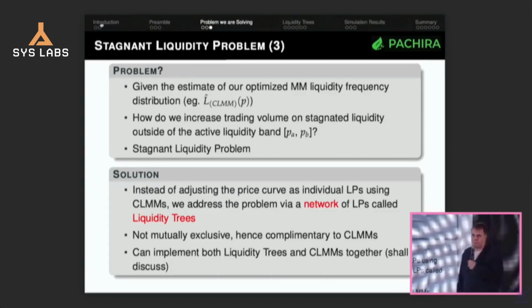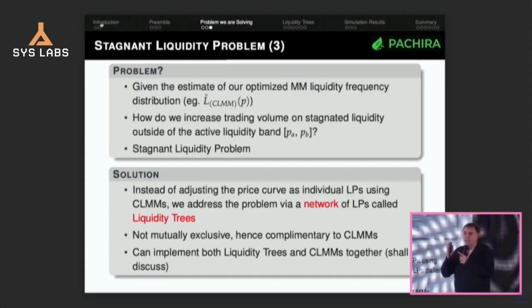The solution which everyone is so focused on is single LPs: how do we concentrate that liquidity within that price band? What we're doing is opening up the ideas. We're saying we're not working with individual LPs, but with networks of LPs, which we call liquidity trees. These two ideas, concentrated liquidity market makers and liquidity trees, are not mutually exclusive. They complement each other, which we'll talk about.